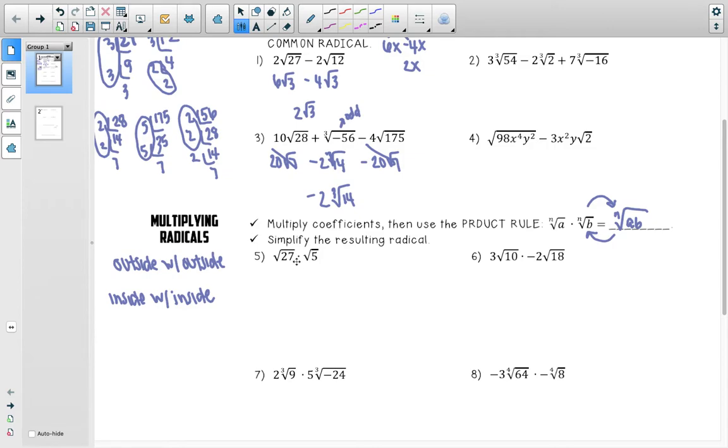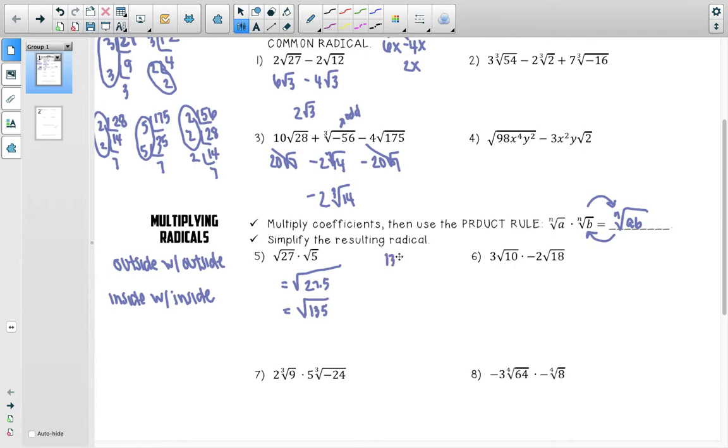And I think it's easier to simplify once. So it's a lot easier if you multiply and then simplify. Some people simplify each radical, multiply, and then have to simplify again. So it's just easier to do it all at once at the end. So you're going to take 27 times 5, which is 135. So just to show you what we're doing this. That's a multiplication sign, not a decimal. And you get 135.